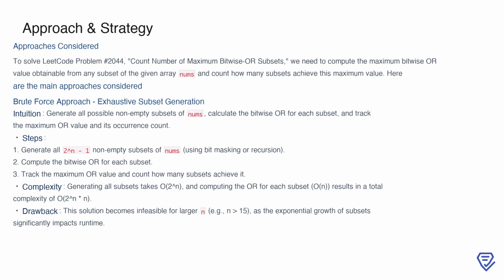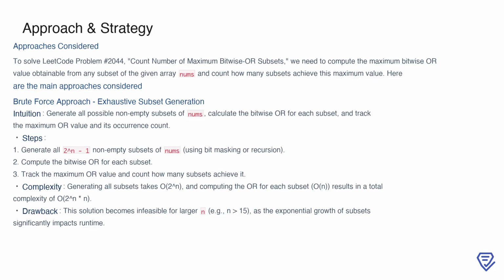To solve the problem of counting the number of subsets that achieve the maximum bitwise-OR value, we first consider a brute force approach. The idea here is to generate all possible non-empty subsets of the array nums, compute the bitwise-OR for each subset, and then track both the maximum OR value and the number of subsets that achieve it. To do this, we can use techniques like bit masking or recursion to generate all 2^n - 1 non-empty subsets. For each subset, we calculate its bitwise-OR, compare it to the current maximum, and update the count accordingly.